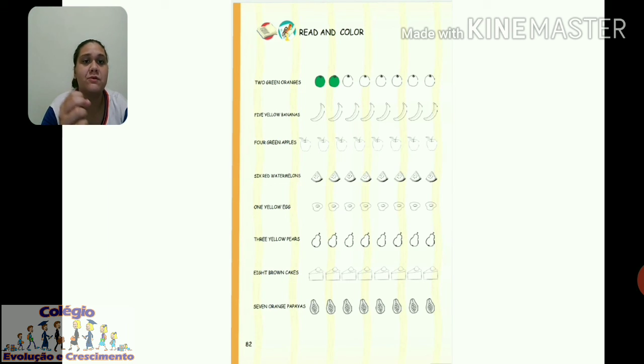Seven orange papayas. One, two, three, four, five, six, seven.